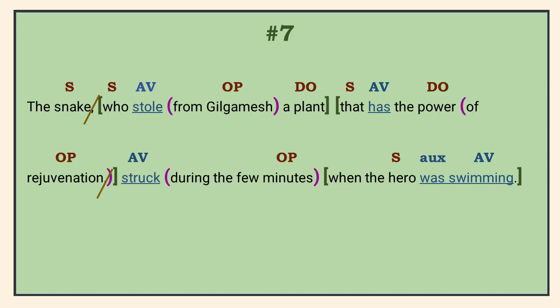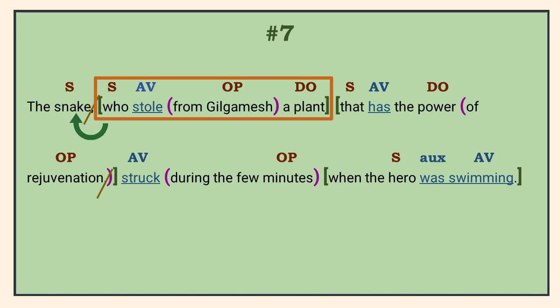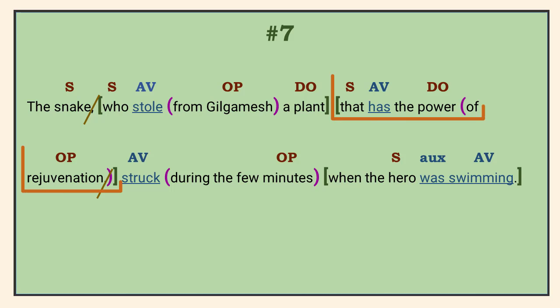Number 7. Because the relative clause identifies which snake struck, limiting the possibilities to this specific one, it is restrictive and doesn't take commas. Similarly, the second relative clause identifies the specific plant involved, not just any plant, so no commas around it either.